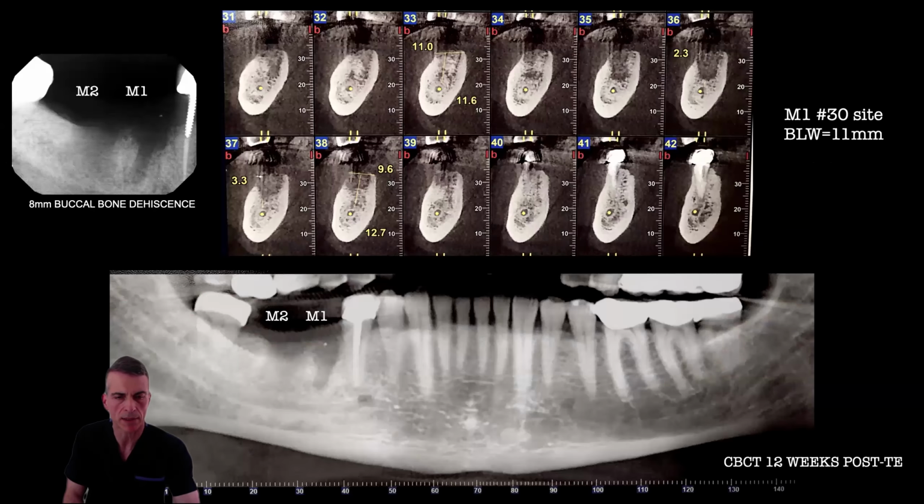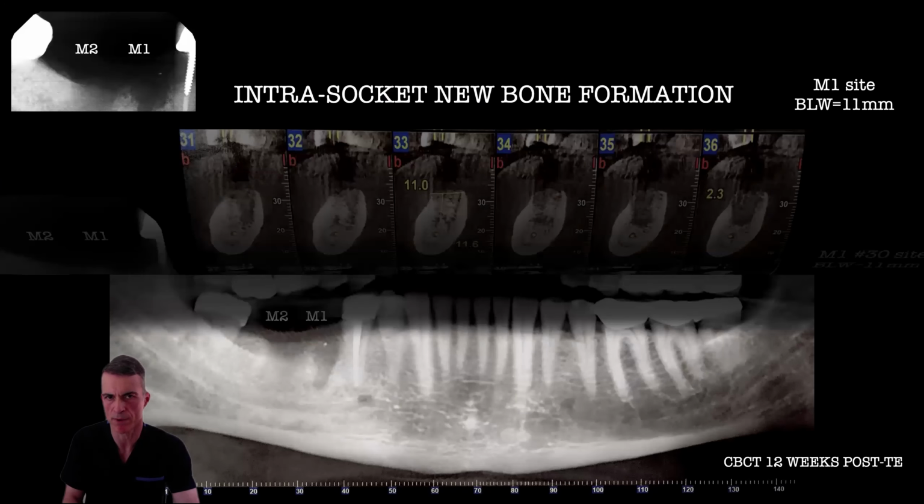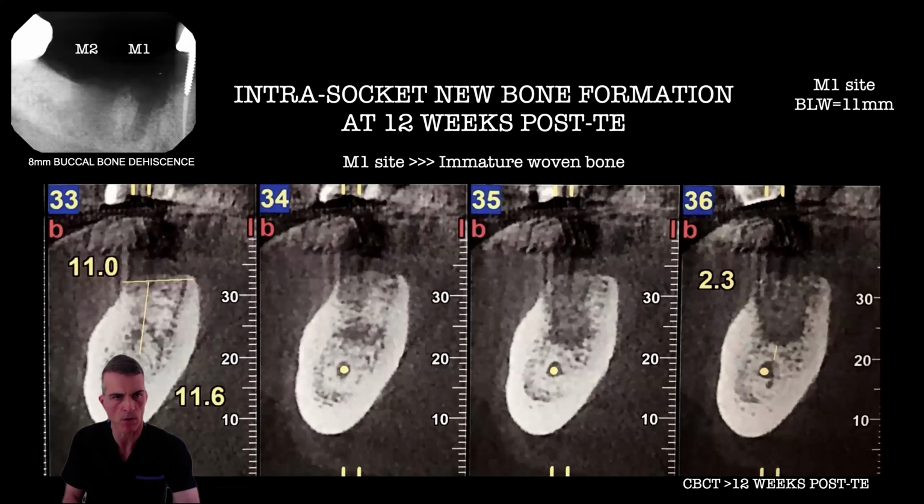This is another case, a molar, two molars were extracted. You can see the CBCT data. Looks like there is no bone formation. There was a buccal bone dehiscence of 8 millimeters. And so following the principles of periosteal-guided bone regeneration, we see the formation of immature bone.